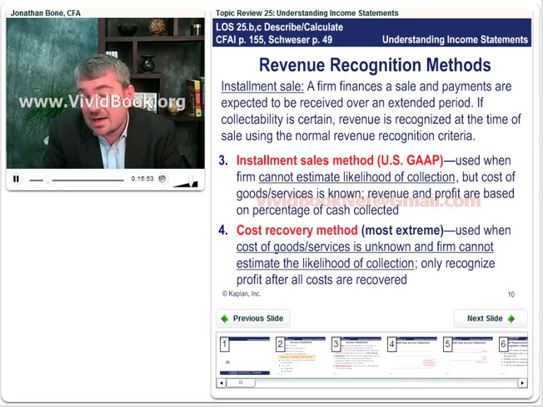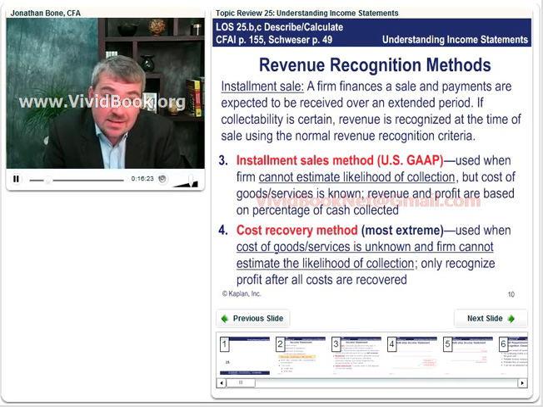Now, cost recovery method is the most extreme. It's used when we've got two sources of uncertainty regarding our installment sales. Source of uncertainty number one is whether the customer will pay you. Source of uncertainty number two is you don't know the total cost of providing the goods or services. Okay, so what we're going to do here is only recognize any profit once all the costs are recovered. So actually we bring in revenue, i.e.